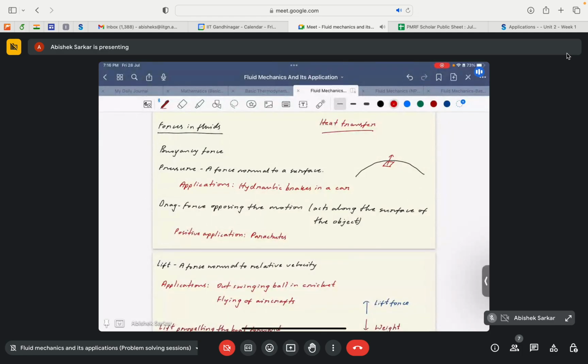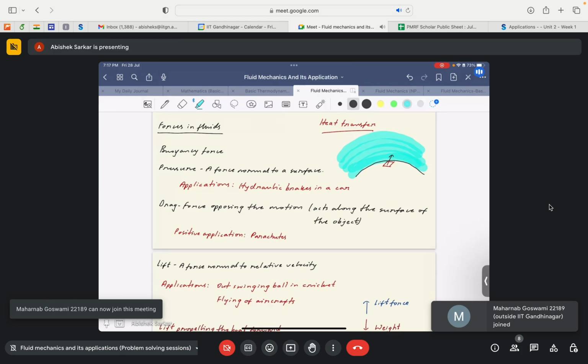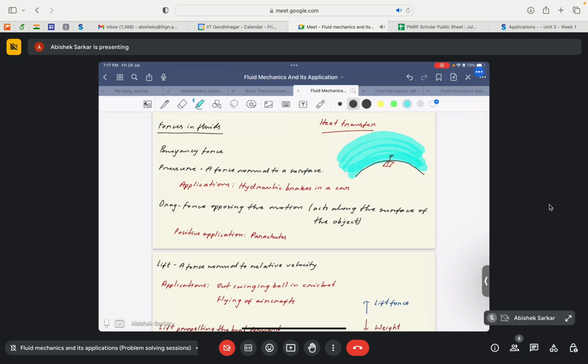Could anyone tell me, say there's a fluid existing on the outer periphery of this spherical object, along which direction, with respect to this normal vector of this elemental area, would the pressure force act? Could any one of you please tell me the direction of this pressure force with respect to this area vector? Sir, parallel. Parallel in the sense, would it act in this direction or in this direction, opposite to the direction of the area vector, or along the direction of the area vector? Sir, opposite. Okay, that's absolutely correct.